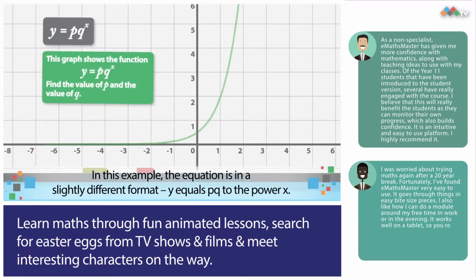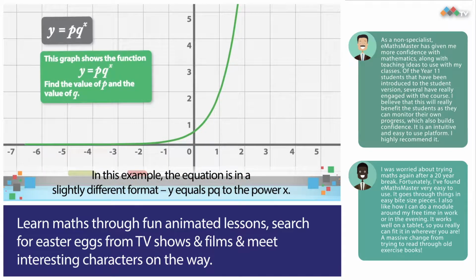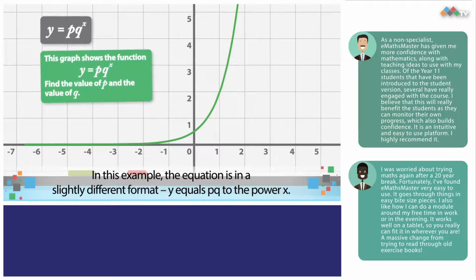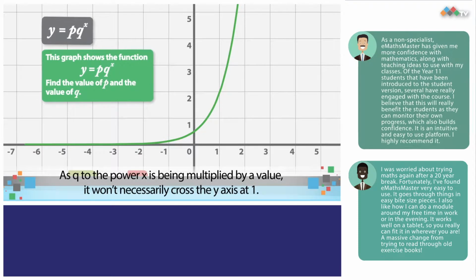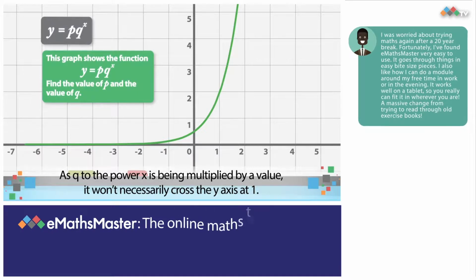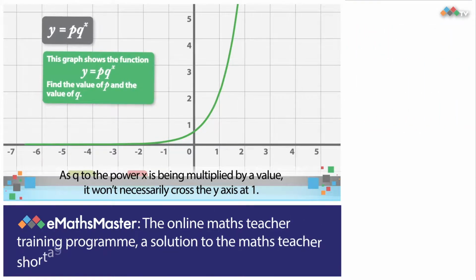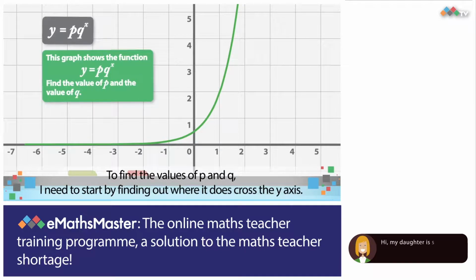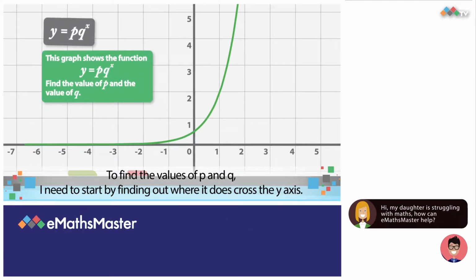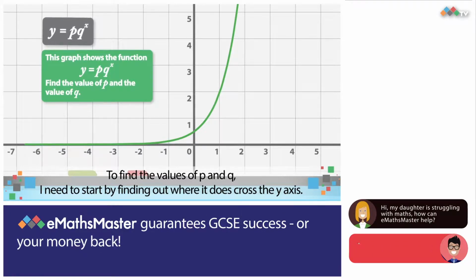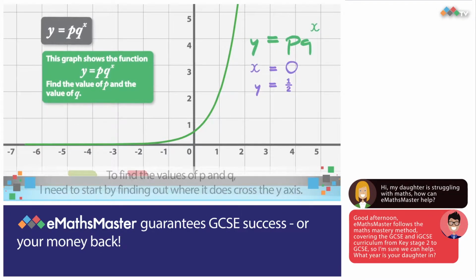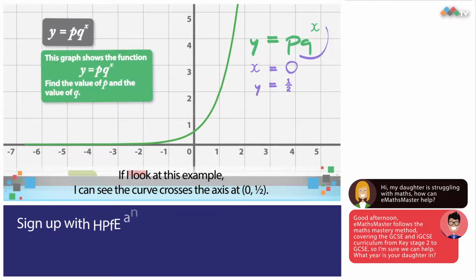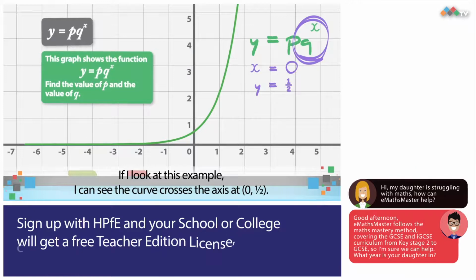In this example, the equation is in a slightly different format. Y equals pq to the power x. As q to the power x is being multiplied by a value, it won't necessarily cross the y-axis at 1. To find the values of p and q, I need to start by finding out where it does cross the y-axis. If I look at this example, I can see the curve crosses the axis at 0, 1/2.